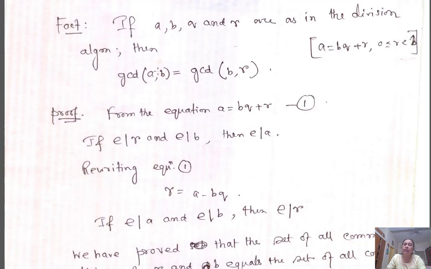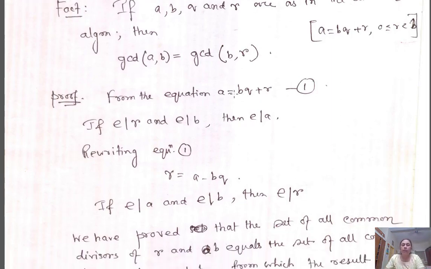If you consider the collection of all common divisors of A and B, and the collection of all common divisors of B and R, we construct two sets: the set of all common divisors of A and B, and the set of all common divisors of B and R. And we are going to show these two sets are essentially the same. Therefore, the greatest element of this set and the greatest element of that set are also the same. That means the GCDs are the same. This is the idea.